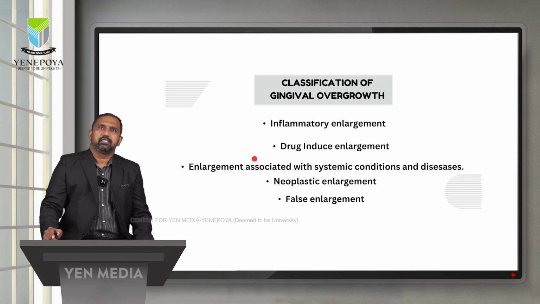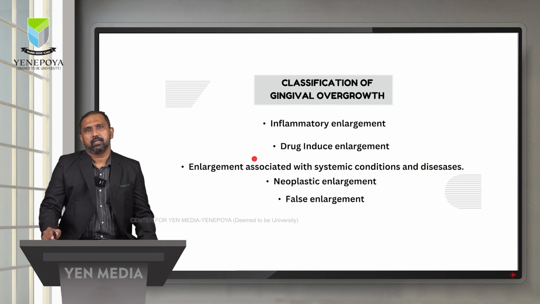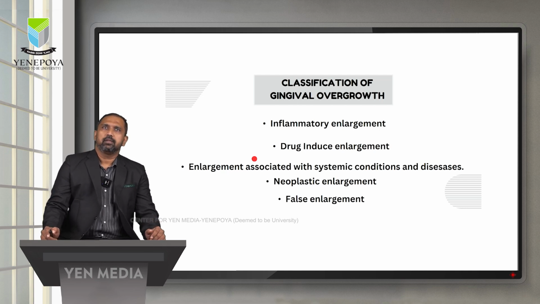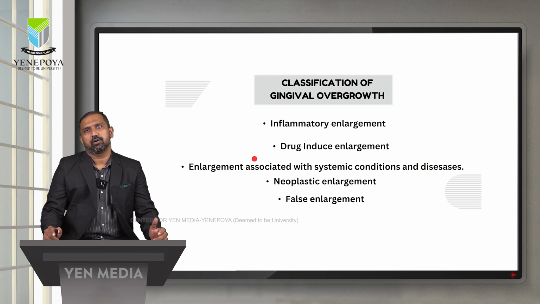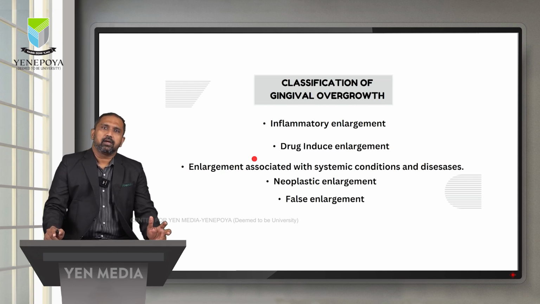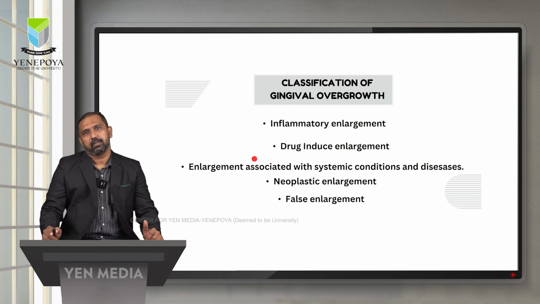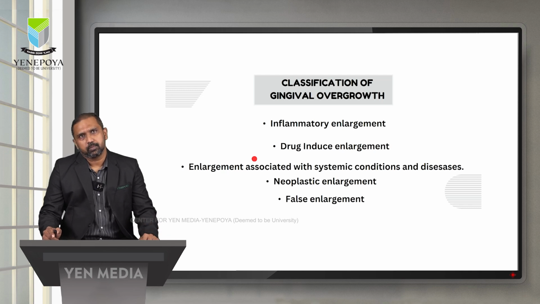Now, how do we classify this gingival overgrowth? Gingival overgrowth has been classified as inflammatory enlargements, drug-induced enlargements, enlargements associated with systemic conditions and diseases, neoplastic enlargements, and false enlargement. What is an inflammatory enlargement? Basically, it is inflammation or infectious agents causing an enlargement of the gingival tissues, which appears reddish in color and can appear in any part of the gingival tissues. A drug-induced enlargement is when a group of drugs brings about, as a side effect, enlargement of the tissues, which is usually pink in color.